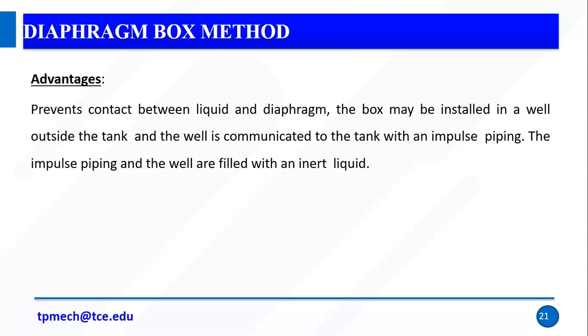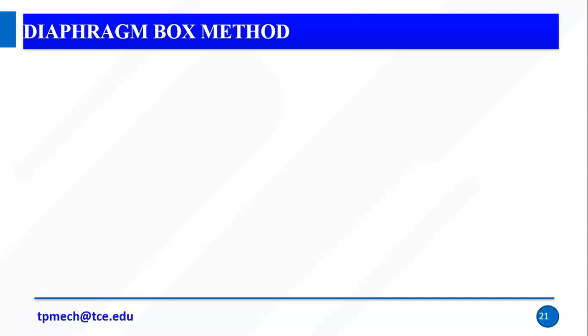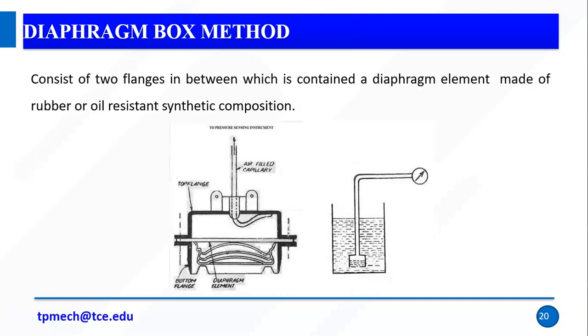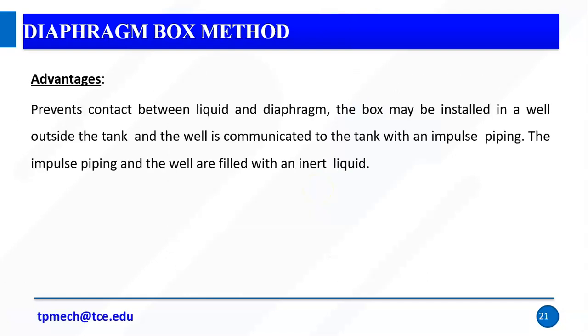In the previous case, in the air purge system, we passed air directly into the water. But here we have a device arranged so that it prevents contact between air and liquid. The air and liquid do not come out, they stay inside. So it prevents contact between liquid and diaphragm. The box may be installed in a well outside the tank, and we can fit it there and set it inside. It can also be done with communicating impulse piping.